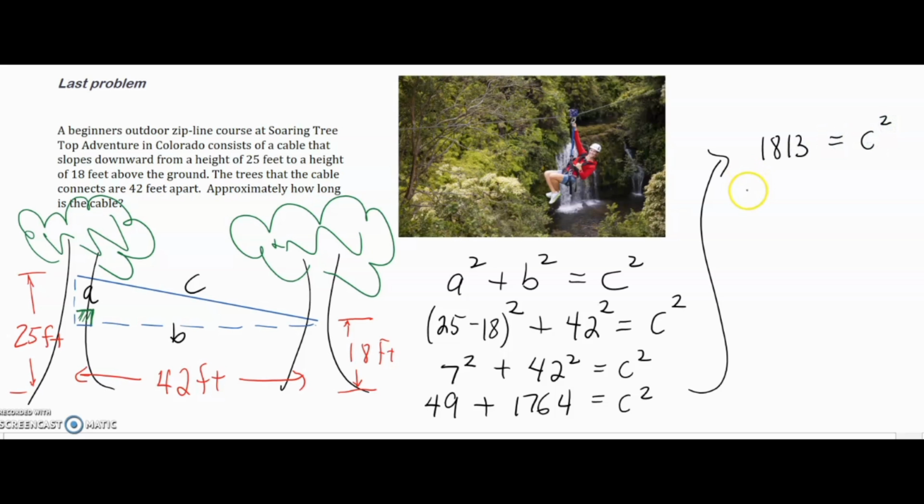Of course, I'm going to square root everybody. And if I do that, I have C is equal to, well, that's actually approximately 42.6 feet, of course.